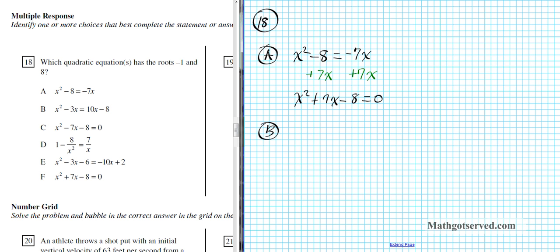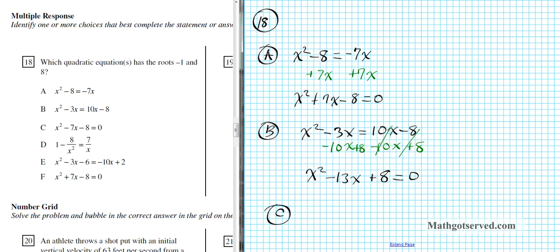Take a look at option B. We have x squared minus 3x equals 10x minus 8. To place it in standard form, or make it equal to 0, we subtract 10x from both sides and add 8 to both sides too. Okay, so this cancels out. And we're going to have x squared minus 13x plus 8 equals 0. Okay? All right.